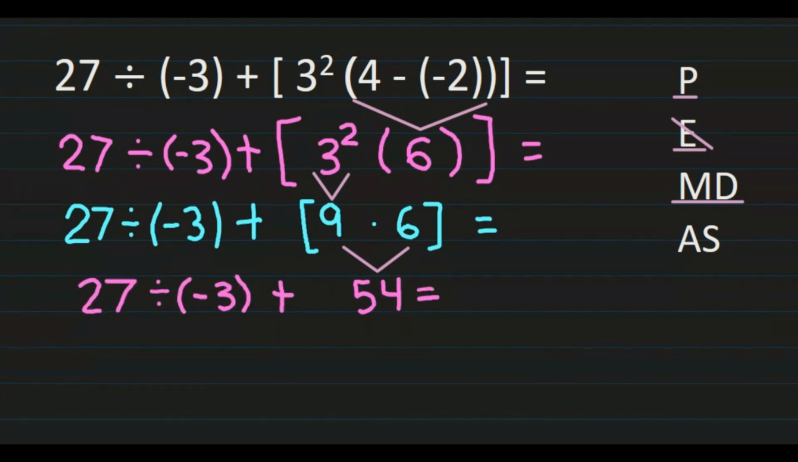And from here, I like to go back to the top of my steps for order of operations and see, do I have any other grouping symbols? And I don't. Do I have any exponents? I don't see any exponents. So now I'm on multiplication and division. And I have multiplication and division with the 27 divided by negative 3. 27 divided by negative 3, a positive divided by a negative is a negative, and 27 divided by 3 is 9. So I will have negative 9 plus 54 as I bring down the rest of my problem.